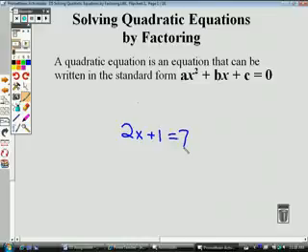Oh, divide by 2x. Okay, you're close, but the first thing is subtract. I would subtract 1 from both sides. That would give me 2x equals 6. And then you divide by 2.